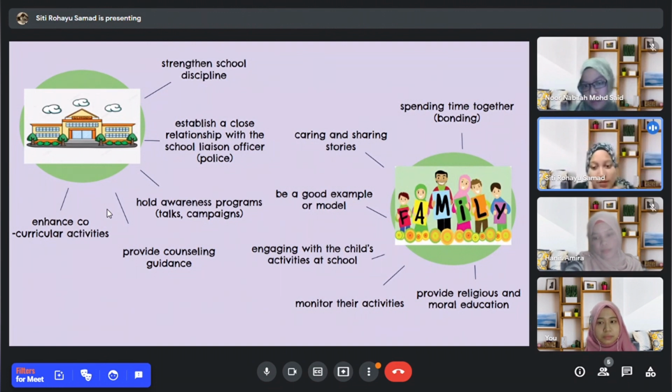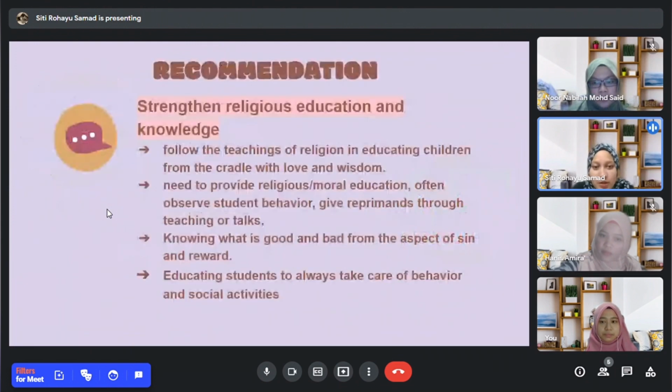And for me, the last point is more important, which is that the parents or the family provide religious and moral education to the children. I mean, provide sufficient religious and moral education. Okay, so I think that's all. I will pass it to Sister Husna.